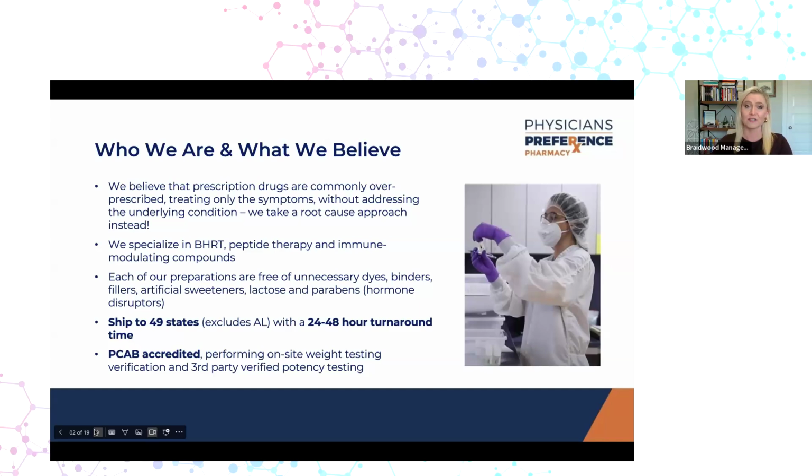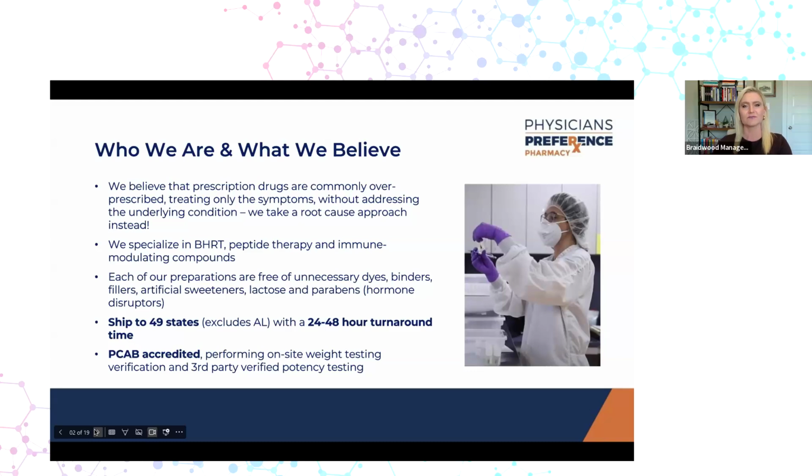Now, each of our preparations are going to be free of any unnecessary dyes, binders, fillers, artificial sweeteners, lactose, parabens, which of course are hormone disruptors. I always mention this when I talk about our compounds, but I would say that some of the compounds that we're going to discuss this evening particularly apply as being important in not having some of these bothersome ingredients. So listen close for those.